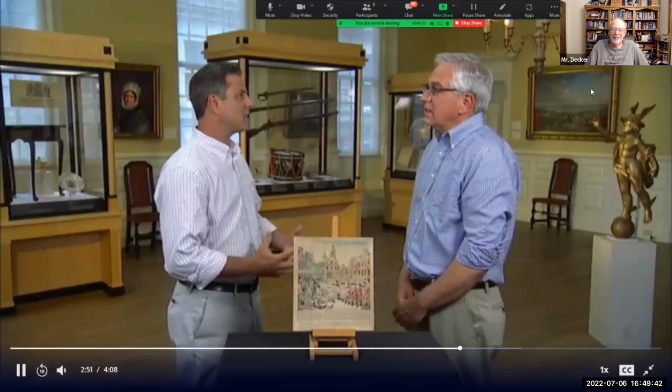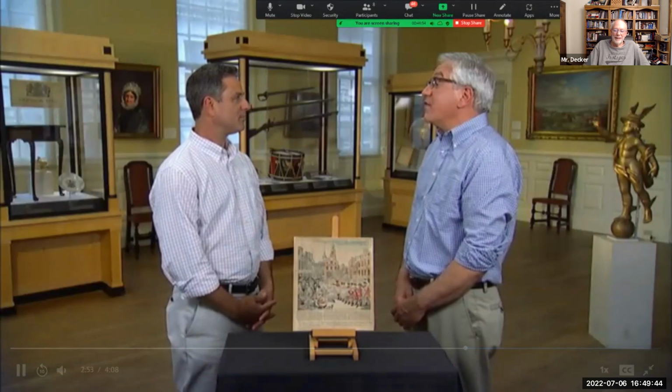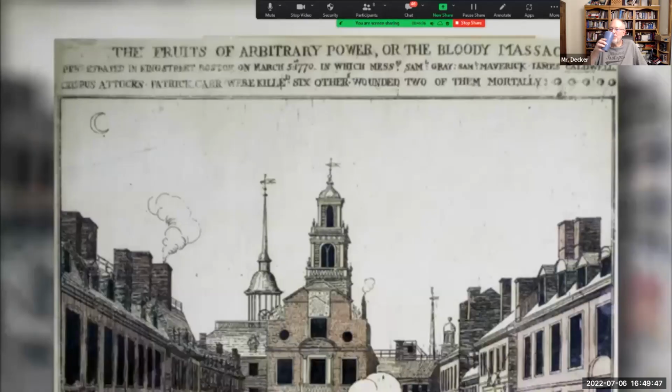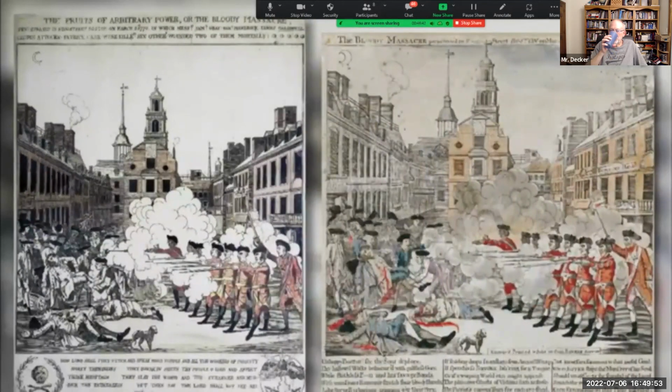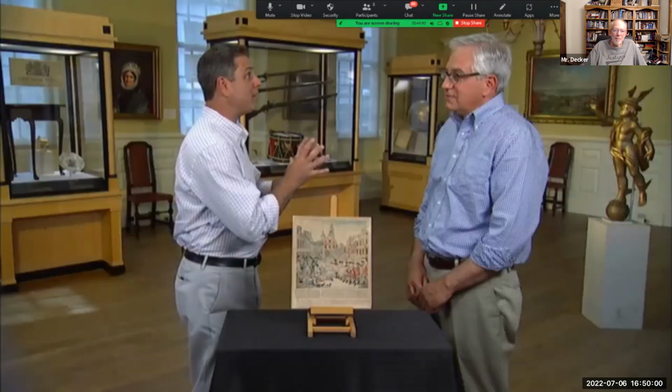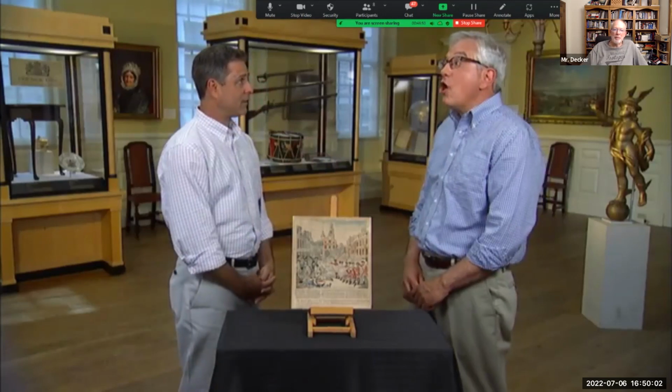And did Pelham ever release a copy of his print? He did, two weeks after Revere issued his. He titled his The Fruits of Arbitrary Power or The Bloody Massacre. And when you look at the two prints, you'll see that there's subtle differences, but they're very, very similar. Well, how many did Pelham make? Well, we don't know that.